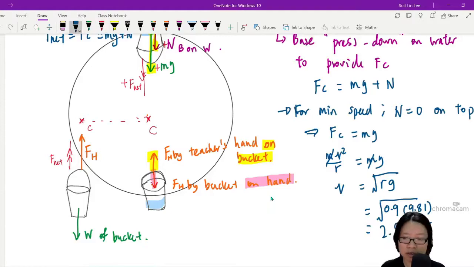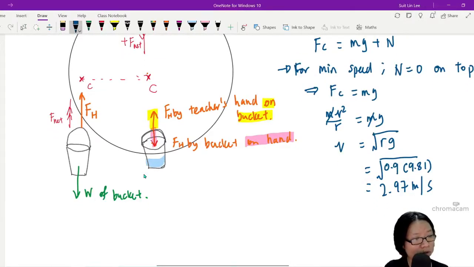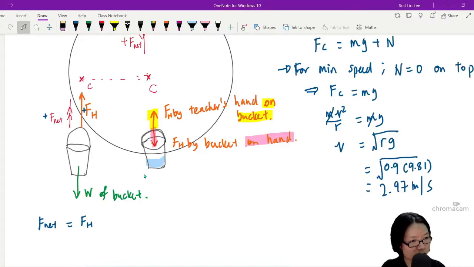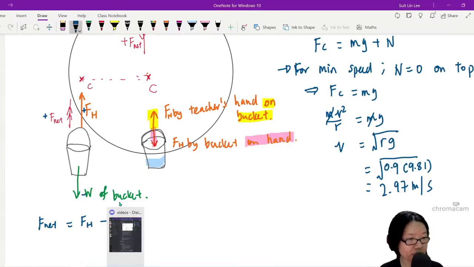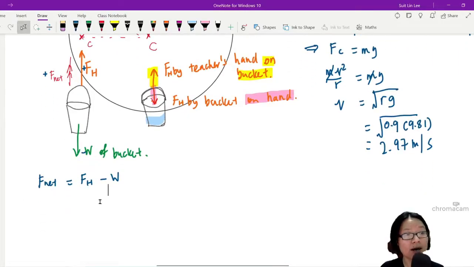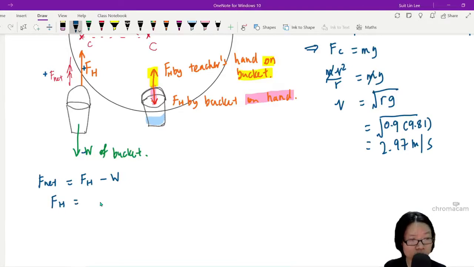We can now bring out the net force equation. From here, I can say net force is equal to FH. Okay, we're going to take this one as positive. Direction of net force is positive, FH is positive, W is negative, minus W of the bucket. Okay, so what we want to find again is force on the hand. So force on the hand will be equal to net force. Don't skip. Net force is actually your centripetal force. Force on the hand minus weight. So we want to find force on the hand. Let me rearrange here. I will have centripetal force plus weight.